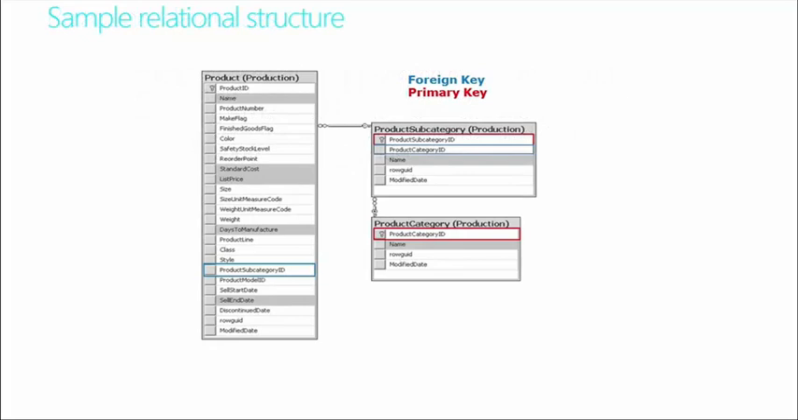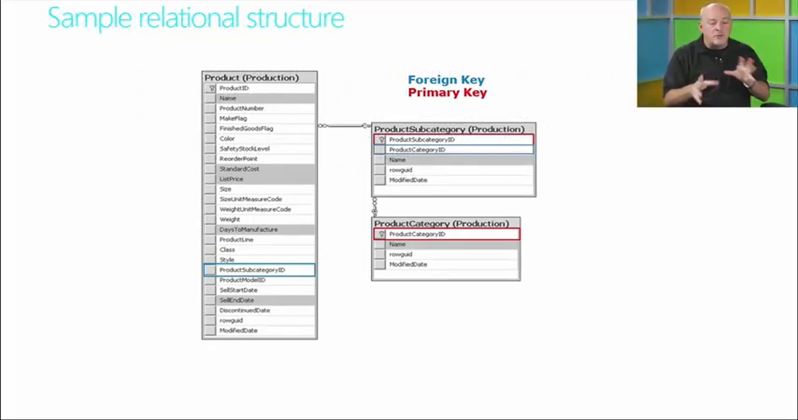This is an example of a relational structure we're going to be referencing throughout. You'll see here that we have a table called products in the production schema, and we've got a product subcategory ID. This is referring to another table, and in that table there's a product category ID, which is referring to yet another table. So this is what's called a relational database, and we're going to introduce these terms and discuss them in more detail, but this uses what are called primary keys and foreign keys.